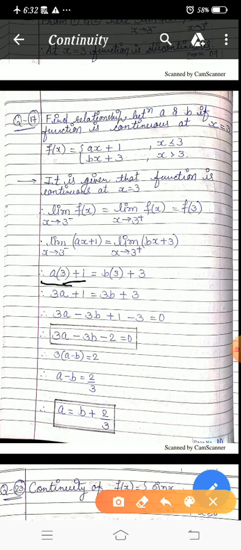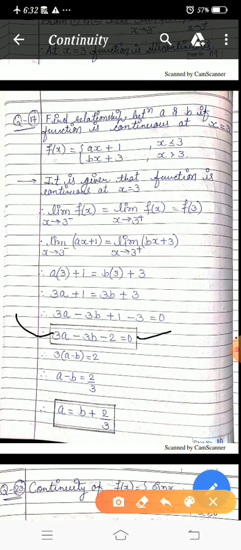By putting the limit, a into 3 plus 1 on one side, and on the right hand side b into 3 plus 3. So 3a plus 1 equals 3b plus 3. Now by simplifying, taking all the terms on the left hand side, it will be 3a minus 3b plus 1 minus 3, and no terms on the right side, that is equal to 0. So 3a minus 3b minus 2 equals 0 will be our final answer.